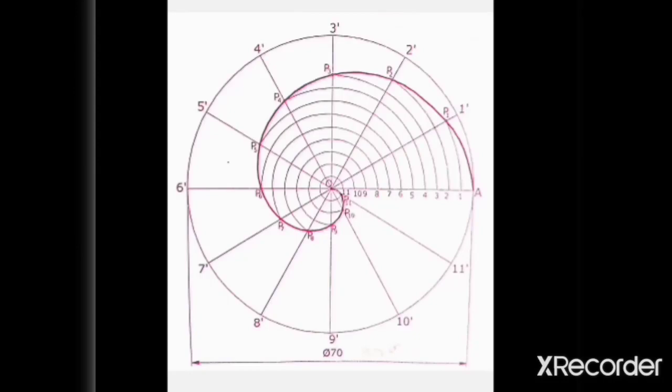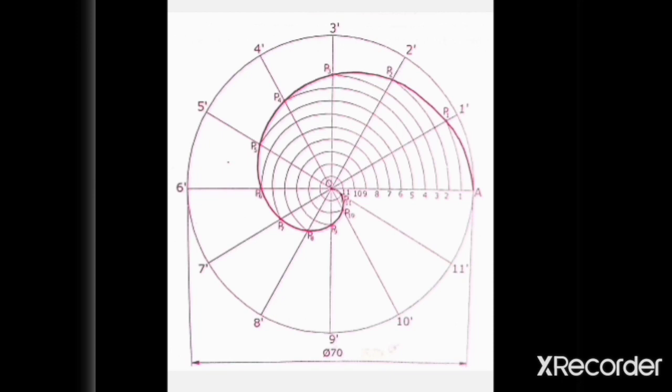Hi students, we will see how to draw an Archimedean spiral. It is one type of special curve. Here the diameter of circle is given as 70 mm. Let us see how to draw the spiral.